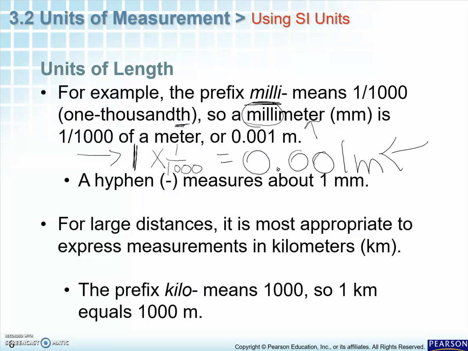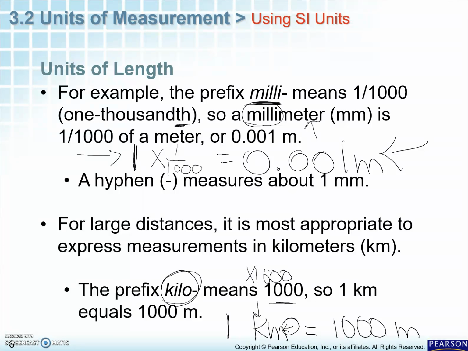For a bigger distance, we try to use one of those bigger prefixes from the last slide. So again, here's kilo, which means 1,000. So if you have 1 kilometer, kilo means times 1,000. Meter is your base unit. So that means that you would have 1,000 meters.